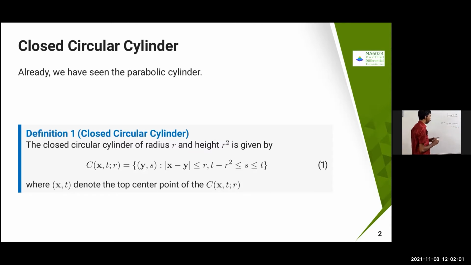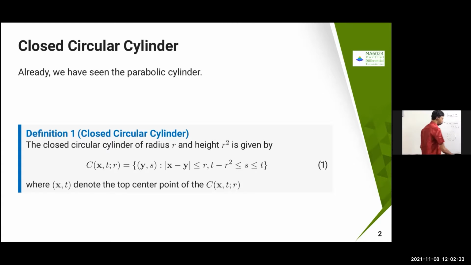Almost similar to what we had for E(x, t, r), where we had defined t minus s. Now we are defining t minus r square less than or equal to s less than or equal to t. Here (x, t) is going to denote the top center point of C(x, t, r). So it's going to be a closed circular cylinder, where your (x, t) is somewhere at the top center point of this. This is called a closed cylinder.